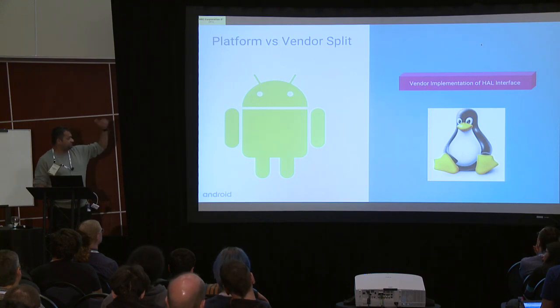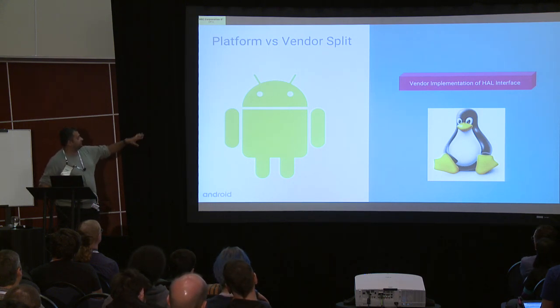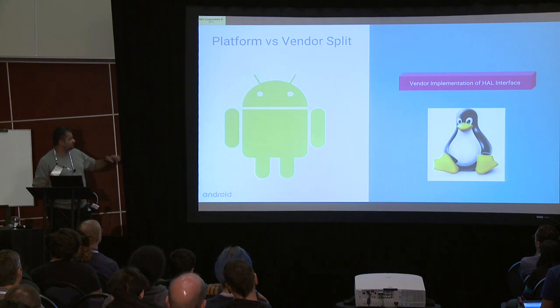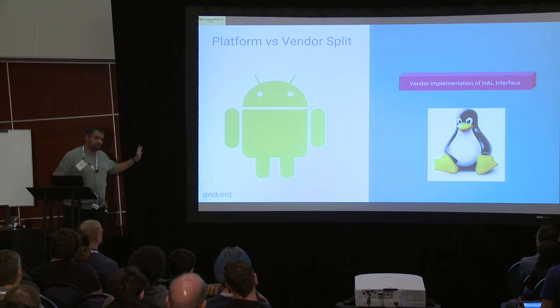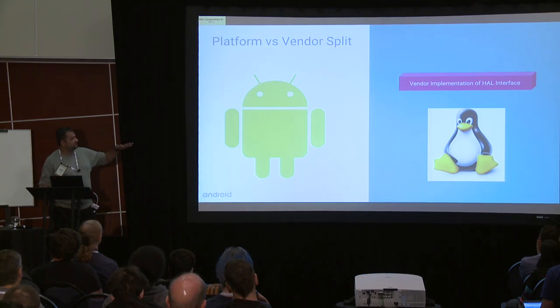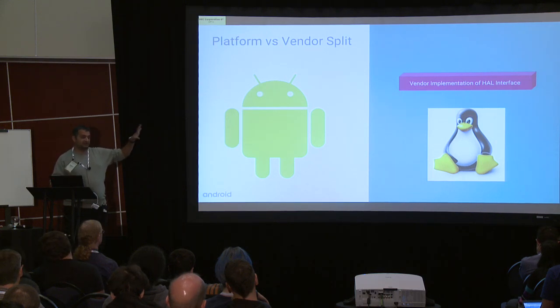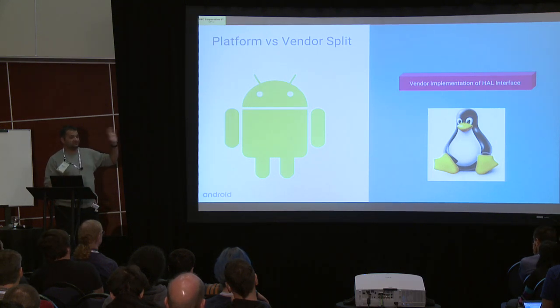Right, so I was ahead a bit. Basically, that's what Project Treble ended up doing. Android is on one side of the split, while the Linux kernel and the vendor implementation of the HAL interface that we defined are on the other side of it.